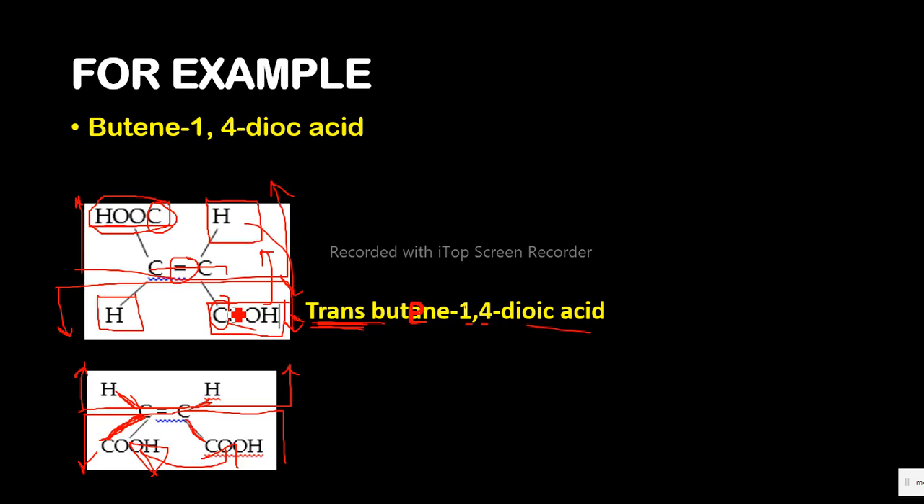And so when you are naming this, it becomes cis-butene. This is E, sorry for that. So it becomes cis-butene-1,4-dioic acid. As simple as that. Did I give you an example? No, there is no example.